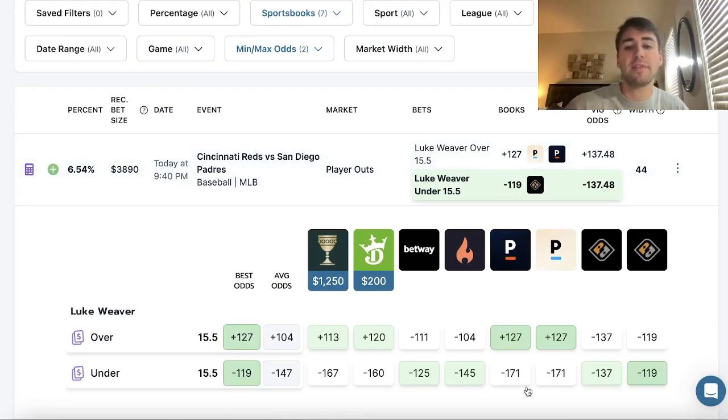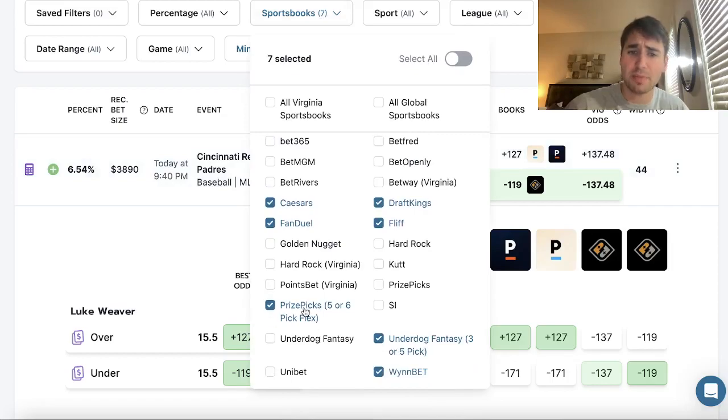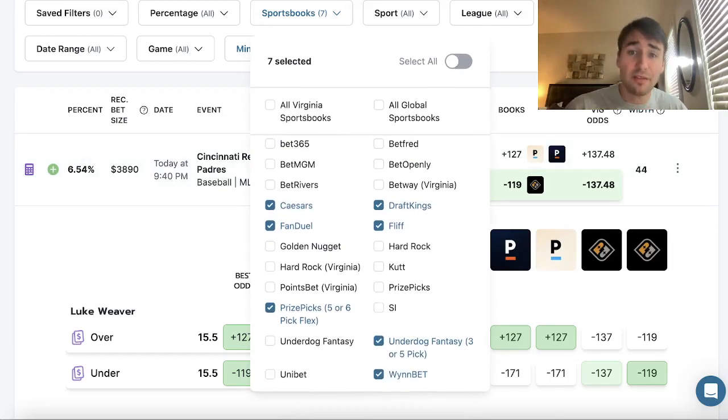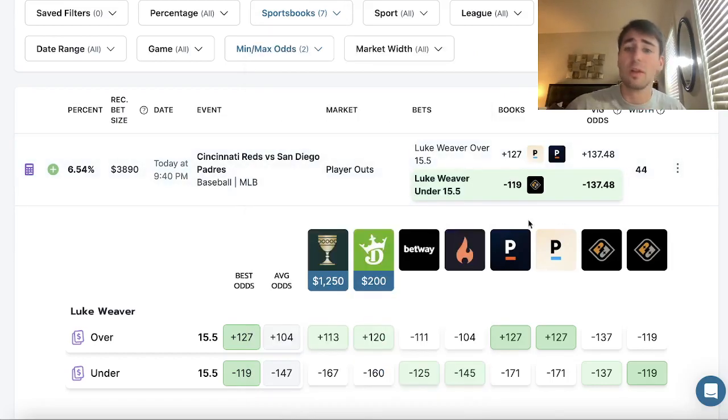Luke Weaver under 15.5 outs, right? So this is the first play I went with. When you're looking for plays on PrizePicks, just make sure you have PrizePicks 5 or 6 flex selected for one of your sports books. And then you're just looking for these plays in green and in bold. If you don't care about the math, you just want to know the picks, you just want to make money, it's just these plays in green and in bold.